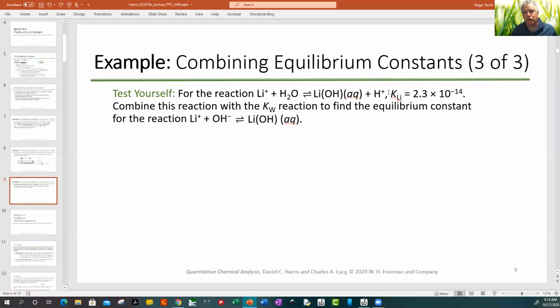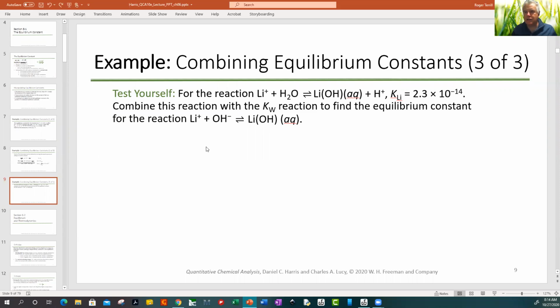It's actually not true in this case, because the K value for this is 2.3 times 10 to the minus 14. It's almost the same as KW, right? I don't really know exactly what that means, to be honest. But it means that the reactants are strongly favored, right? Because products over reactants means reactants are strongly favored, right?